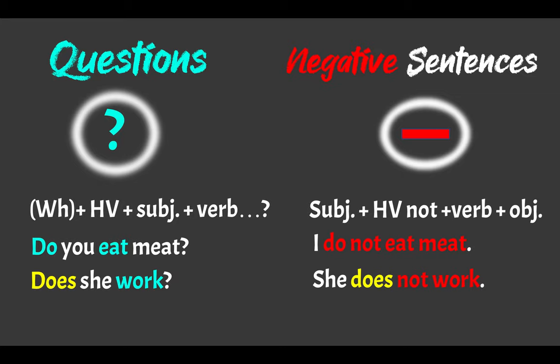For example, I do not eat meat. I don't, or I do not eat meat. She does not, or she doesn't, work. Pay close attention to the third person singular.